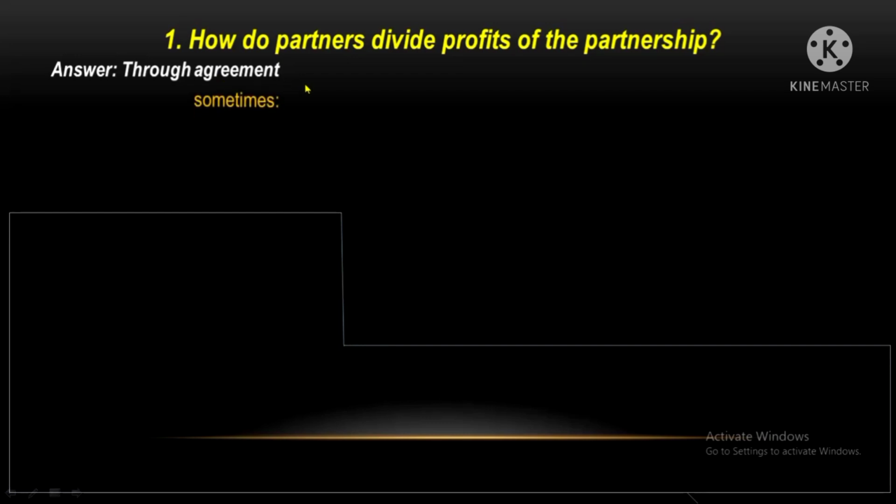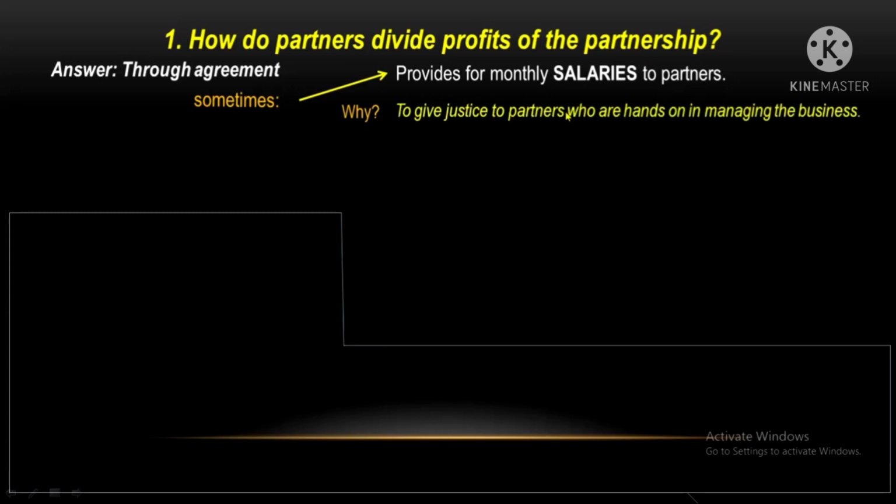So what I mean is sometimes partners agree on salaries. Why? To give justice to partners who are really hands-on in managing the partnership business. However, you need to remember this. These salaries to partners are only a means of dividing and distributing profits to the partners. It's not the same with the salaries of employees, which are considered as expenses and shall be deducted in order to get the net income of the business. Again, these salaries to partners are not included in the salaries expenses of the employees.